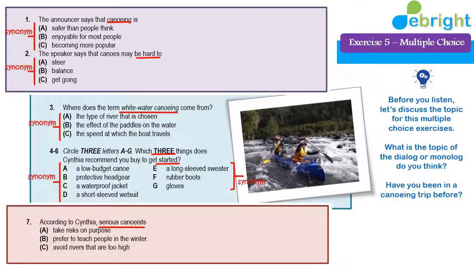And then the last one, according to Cynthia, serious canoeists take risks on purpose, prefer to teach people in the winter, or avoid rivers that are too high. So find also the synonym for these choices. Let's listen to the audio. I will only play once for this exercise. Remember, only once. Let's start.